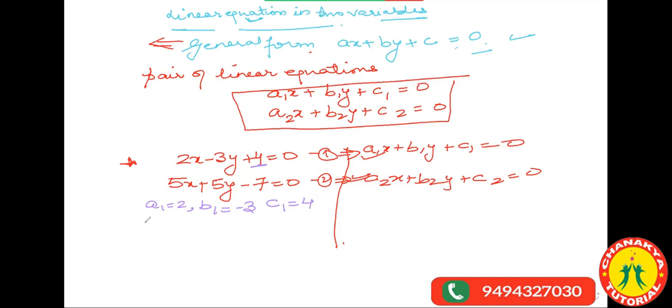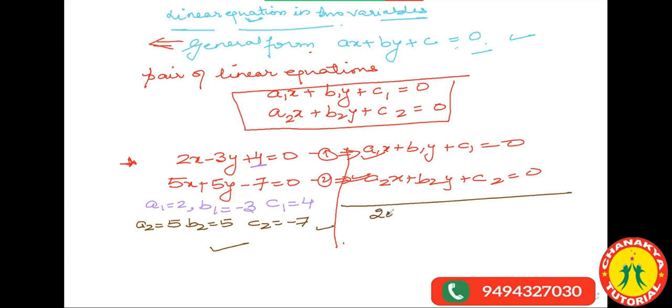Now, Sudhanshu, tell me the values of a2, b2 and c2. a2 is equal to 5, b2 is equal to 5 and c2 is equal to minus 7. Yes, very good. Now, children, have you understood how you will write the values of a1, b1 and c1, a2, b2 and c2? Clear? Yes, ma'am. Now, the next example: suppose I'm writing here 2u plus 5v minus 3 is equal to 0. Then 7v plus 3 by 2v plus 7 is equal to 0.